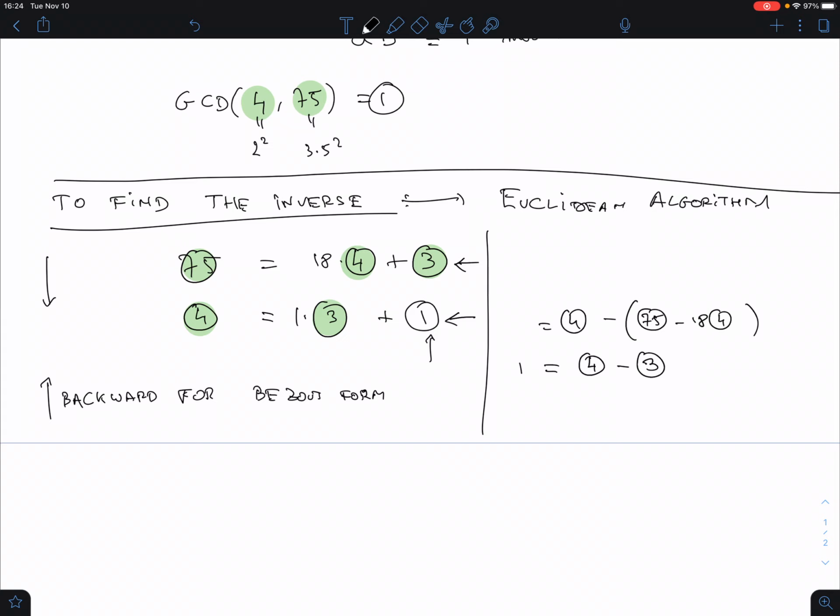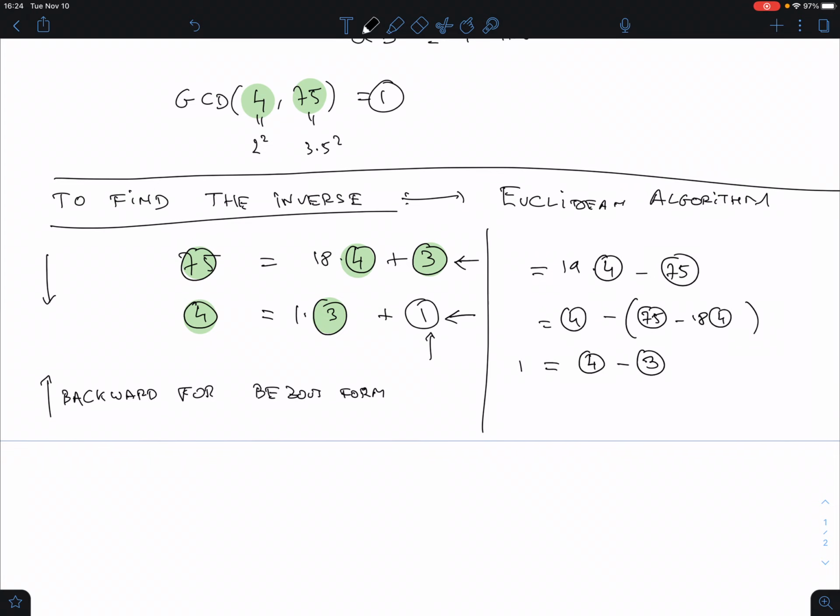Are you with me? Okay, so where are we? So let's remember there's always 2 steps here, except for the first time perhaps, which is to combine like terms, where like terms means circled ones. So we have a 4 here and we have a minus 18 times 4 here, so altogether 19 times 4. So 19 times circle 4 minus circle 75. And here is the linear combination that writes, so this is all 1, right? So here it is, the Bézout form that we have. Let me rewrite it. 1 is 19 times 4 minus 75 circle.